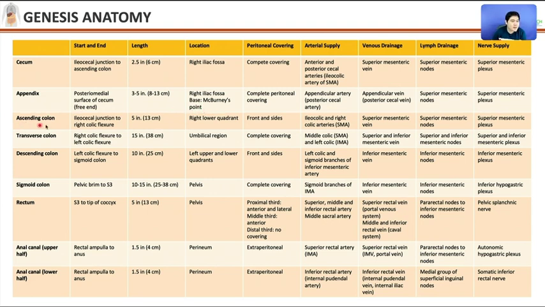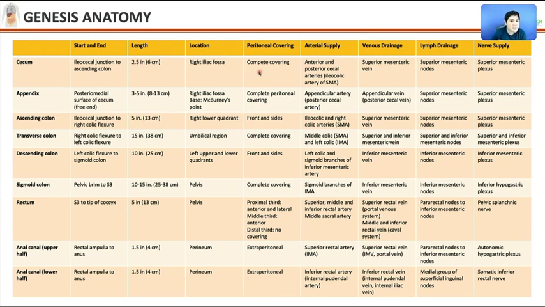Your ascending colon is at the right lower quadrant, while your transverse colon is in the umbilical region. Your descending colon is in the left upper and left lower quadrant, while your sigmoid and rectum will occupy the pelvis. And your anal canal is at the perineal region. So, it is important to note which structures are intraperitoneal, extraperitoneal, and retroperitoneal.